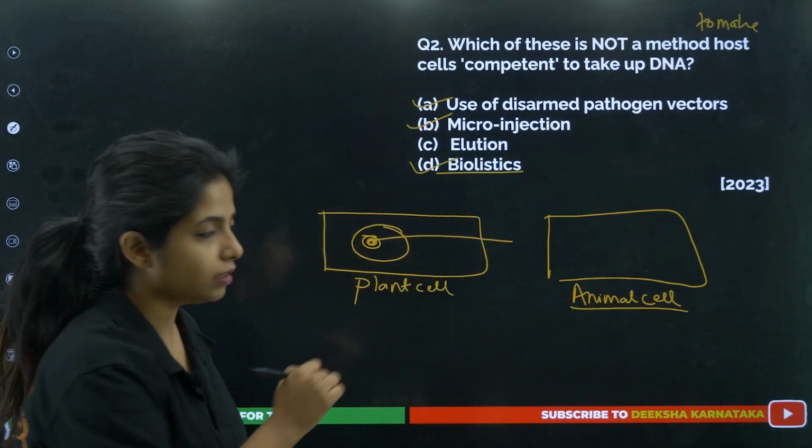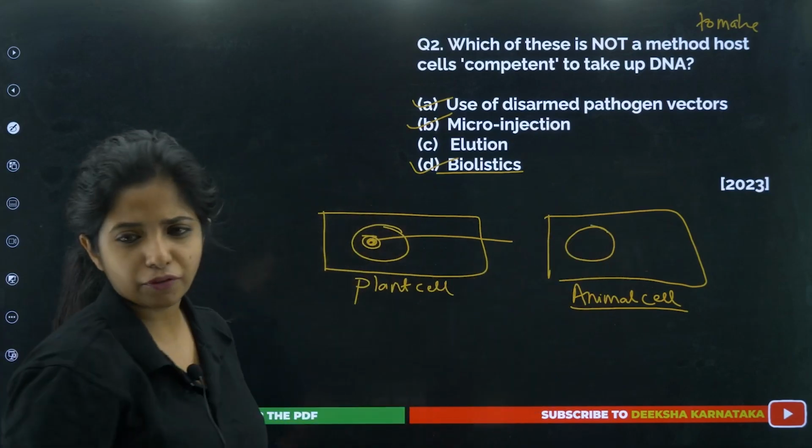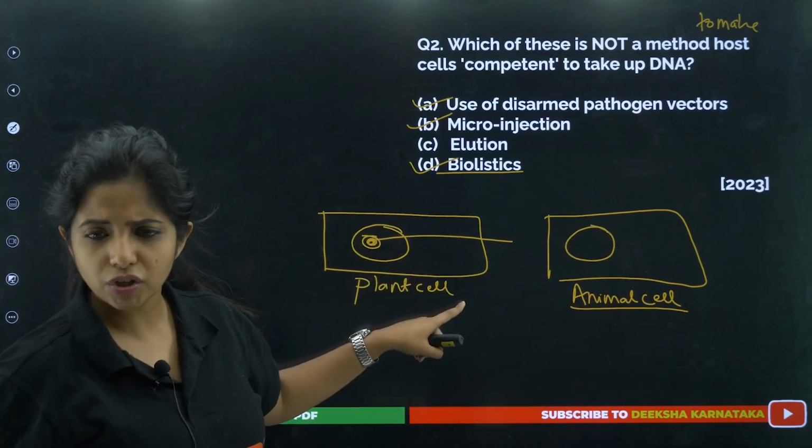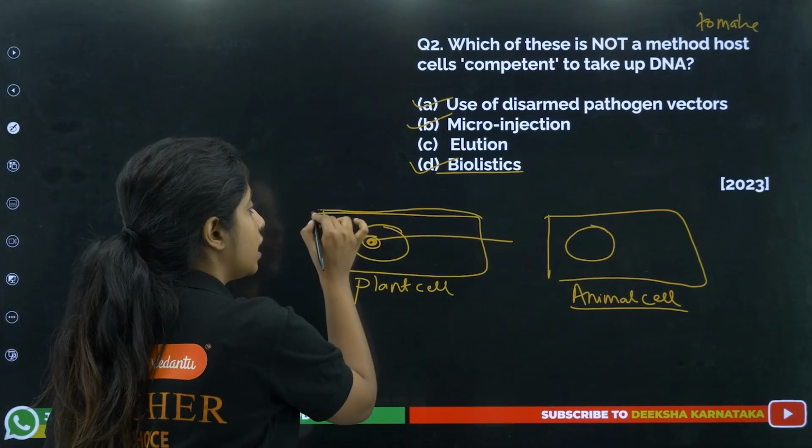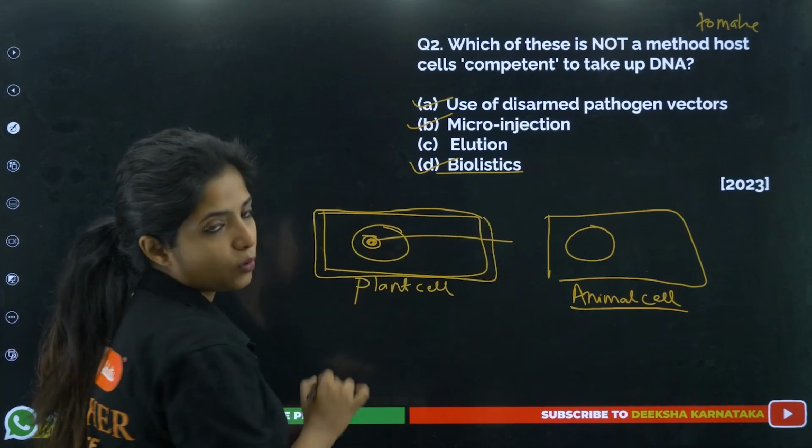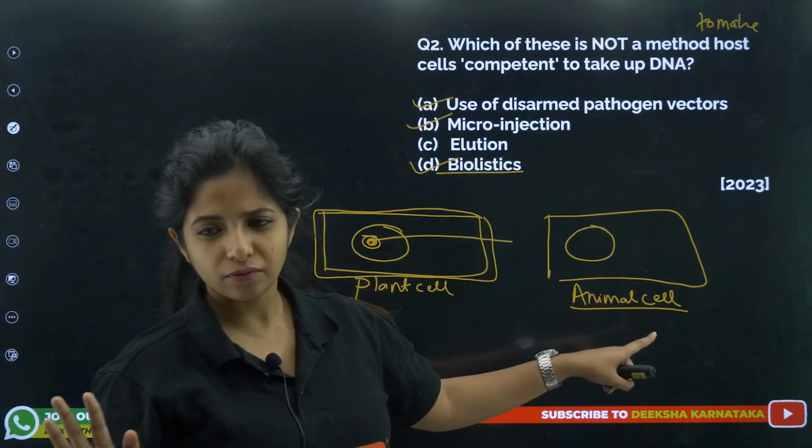Okay, and over here I would not prefer using gene gun. Why were we using gene gun over here? Because plant cell has an extra layer which is kind of thick. It is known as cell wall. But over here in animal cell, we do not have that.